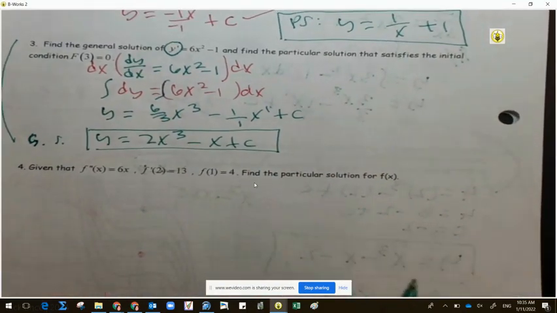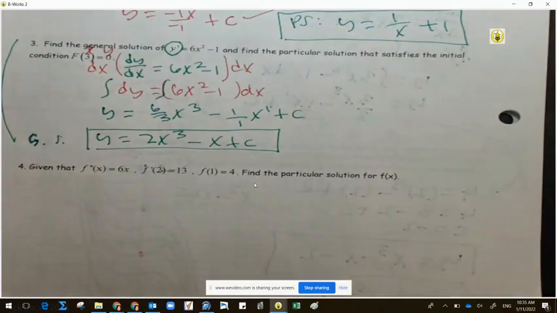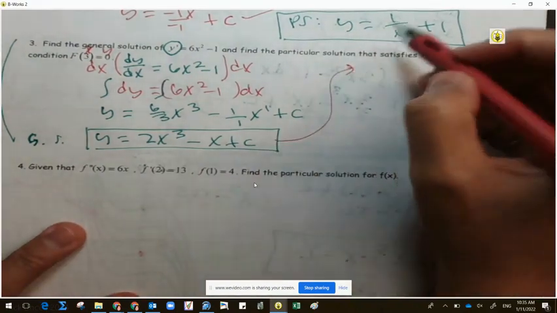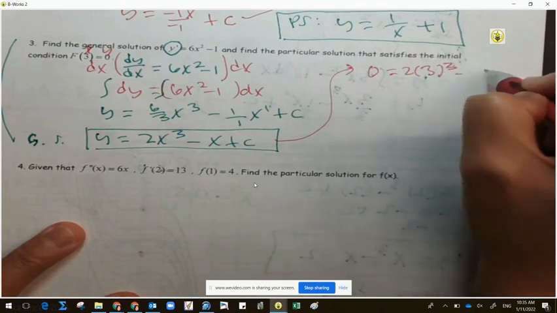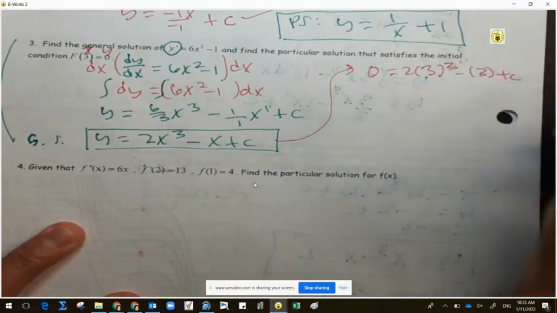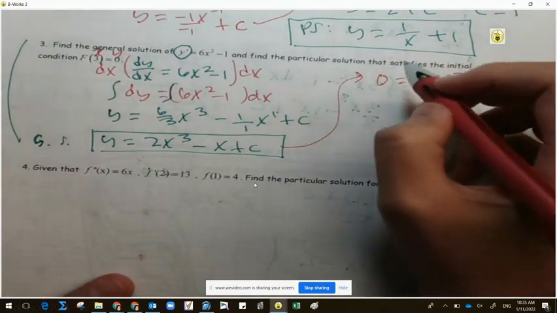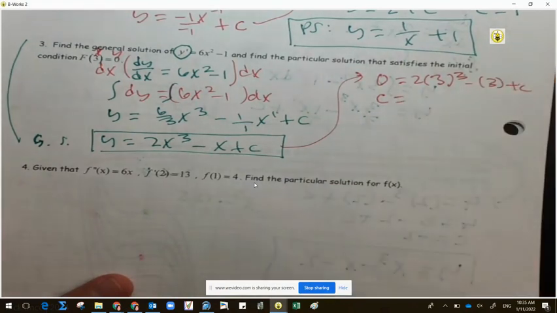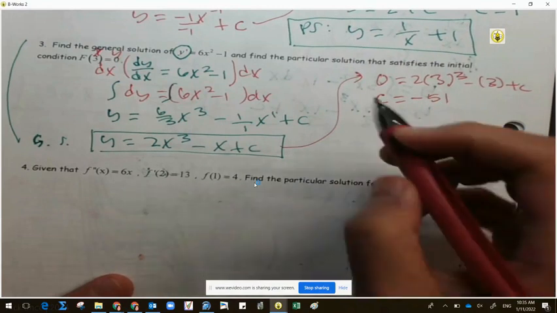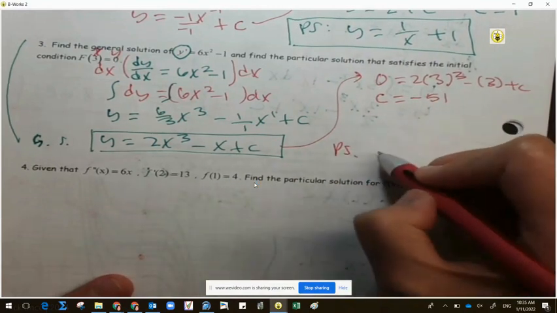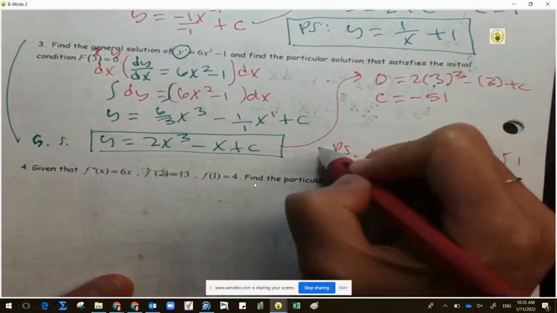And then for the particular solution, all we need to do is plug in. x is 3, 0 is going to be for the y. So when I do, I get 0 is equal to 2 times 3 all cubed minus 3 plus c. Hopefully we can simplify the simple math. What did y'all get as your final c? Negative 51. So our particular solution is going to be y is equal to 2x cubed minus x minus 51.